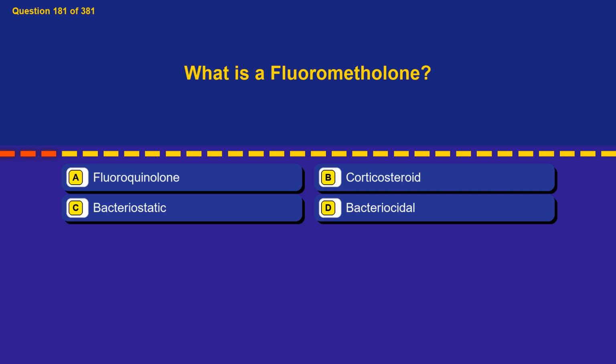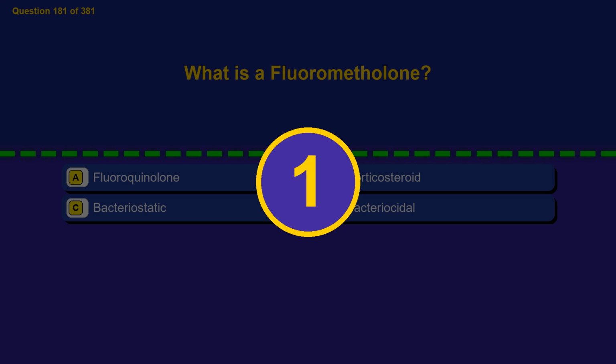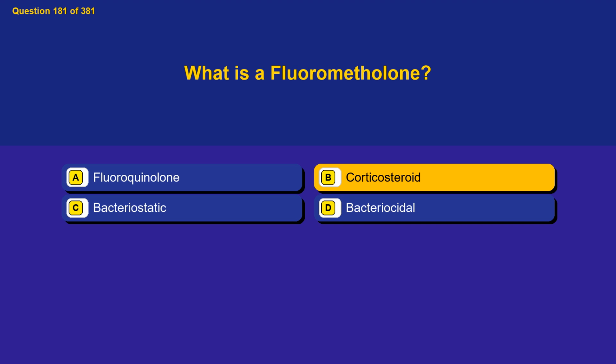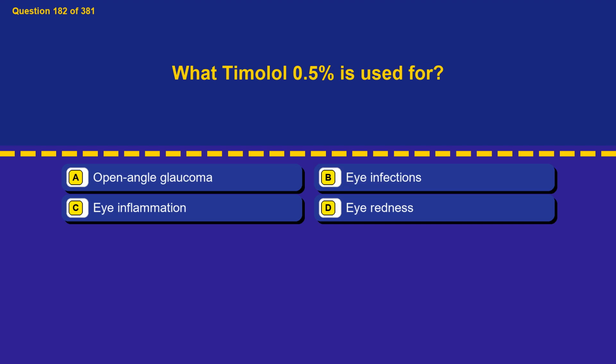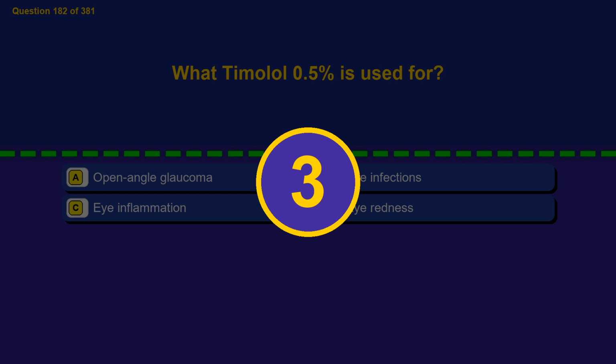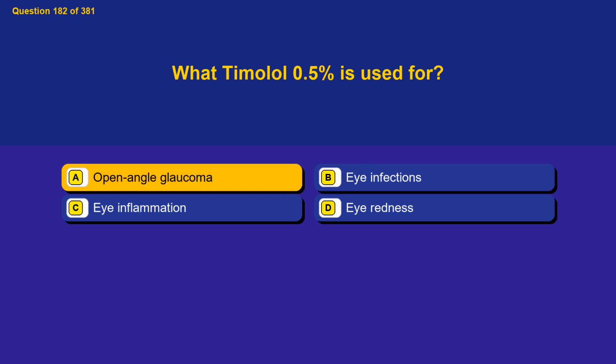Question 181. What is a fluorometholone? Option A, a fluoroquinolone. Option B, corticosteroid. Option C, bacteriostatic. Option D, bactericidal. The correct answer is option B, corticosteroid. Question 182. What is timolol 0.5% used for? Option A, open-angle glaucoma. Option B, eye infections. Option C, eye inflammation. Option D, eye redness. The correct answer is option A, open-angle glaucoma.